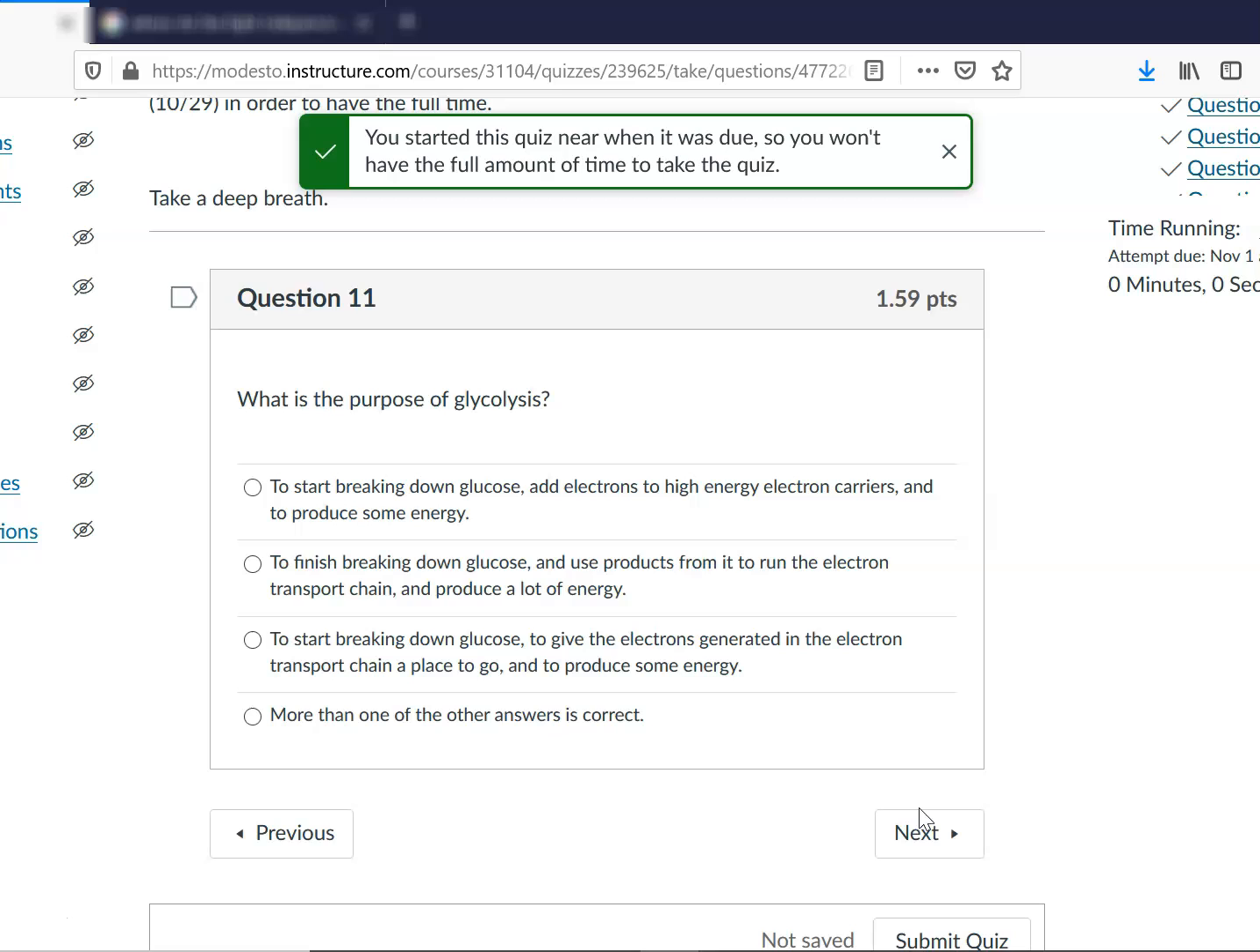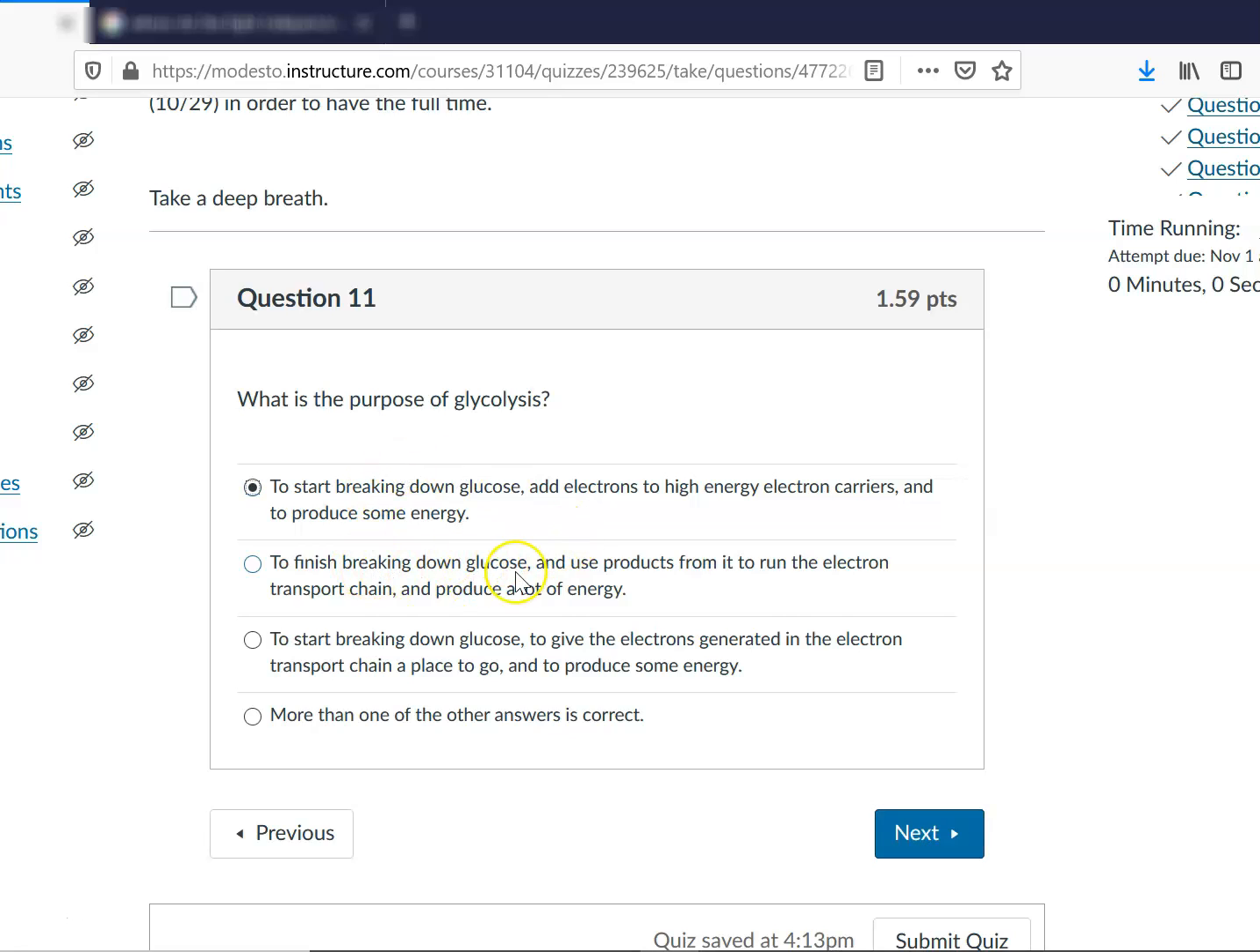What is the purpose of glycolysis? To start breaking down glucose, add electrons to high energy electron carriers, and produce some energy. To finish breaking down glucose? No. Remember, glucose gets split into pyruvate. The pyruvate then moves into the mitochondria for the Krebs cycle.